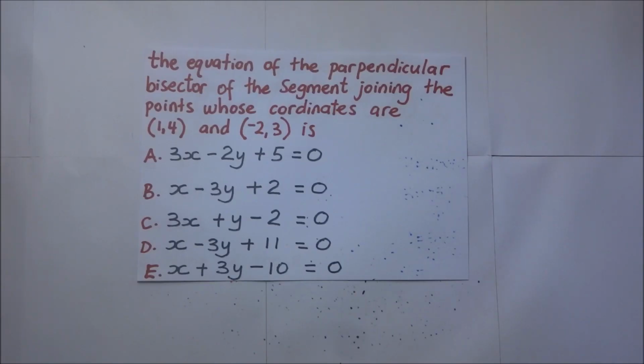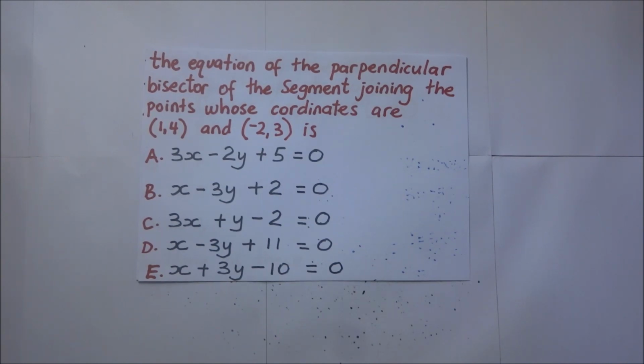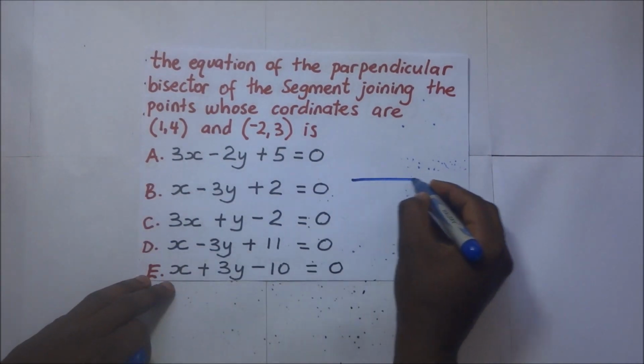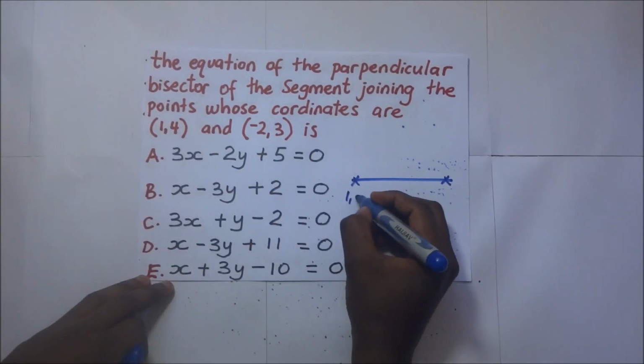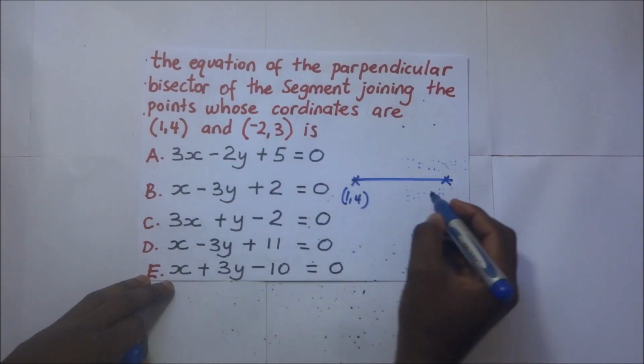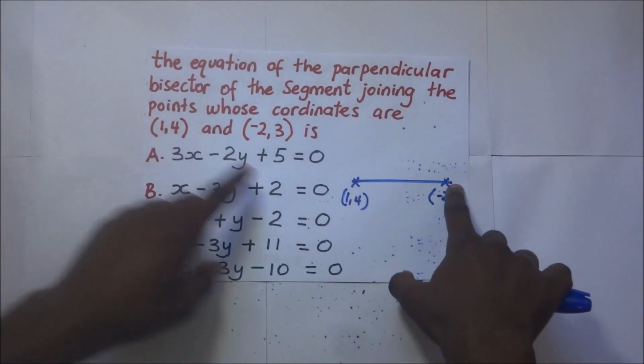So in this one, they're telling us to find the equation of the perpendicular bisector of the segment joining points whose coordinates are this and this. So they want us to find the equation of the perpendicular bisector of a segment that is joining points whose coordinates are this. So the interpretation of this is simply that we are having a line that is having this point 1, 4, and also it's having that point negative 2, 3. This line is joining these 2 points.